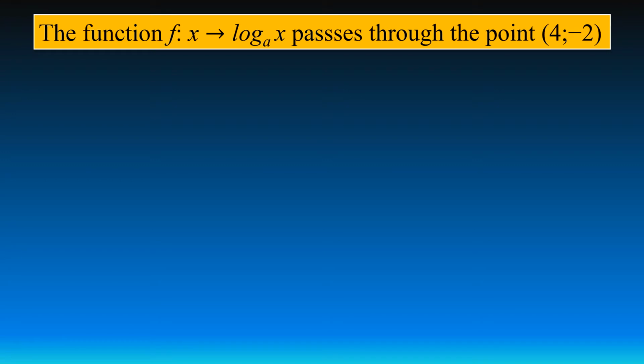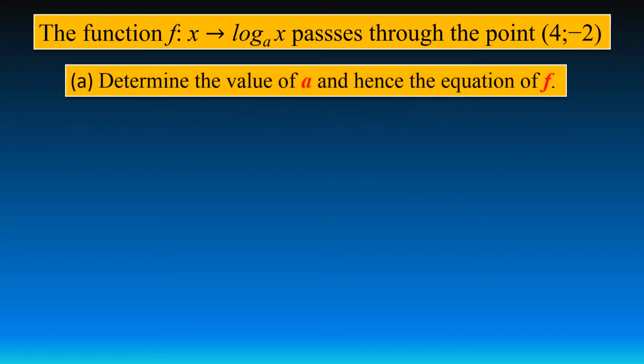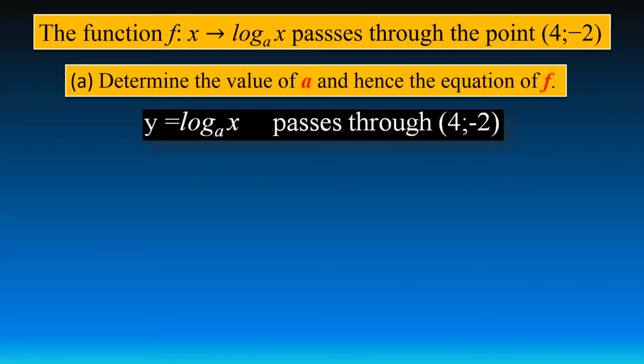Now we have a function x maps to log x base a. It's the same as f(x) equals log x base a. It passes through (4, -2). What is our question? Determine the value of a, the base, and hence the equation of f. Okay, we have (4, -2) on the graph, so substitute into the equation. x is 4, y is -2. Now we have to solve. How to solve for the base a?